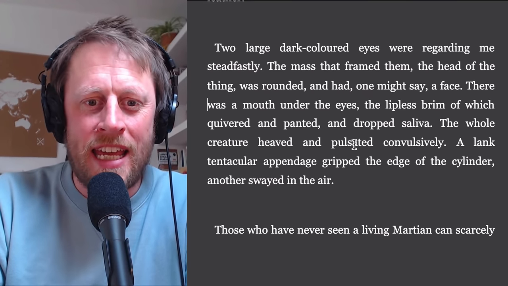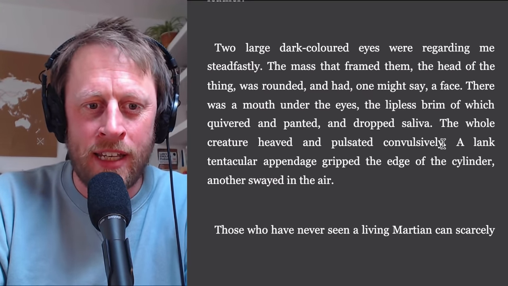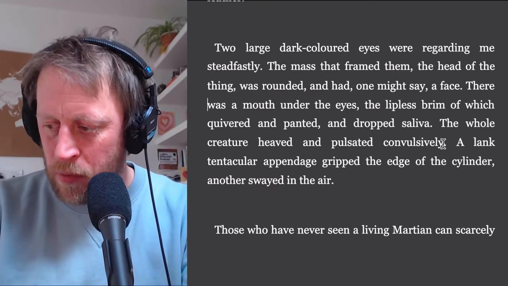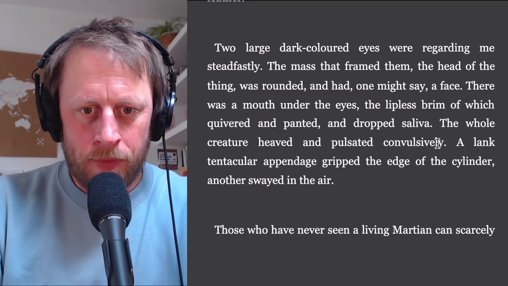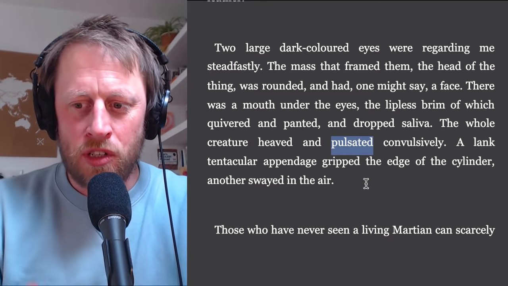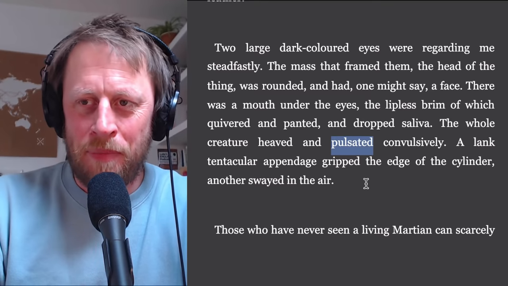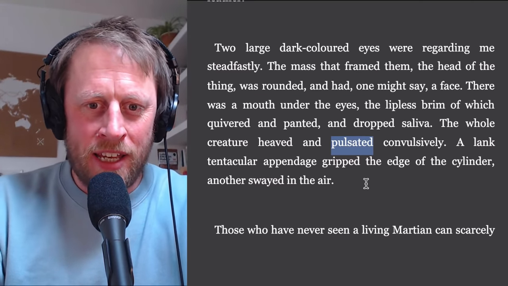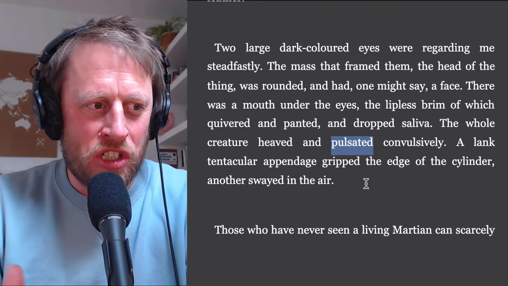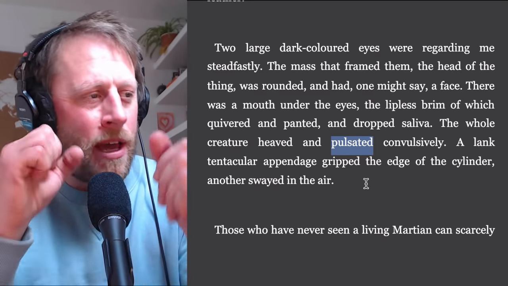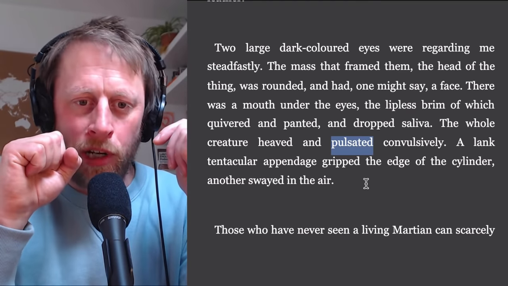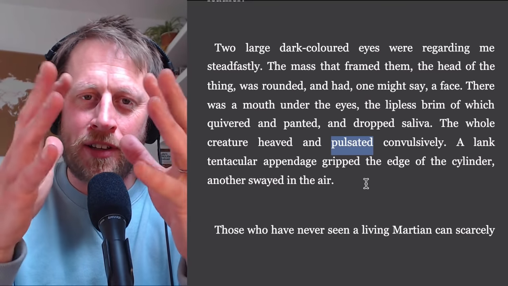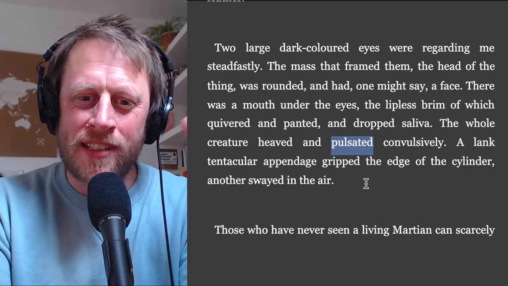The whole creature heaved and pulsated convulsively. It heaved, suggesting that it was maybe breathing with difficulty or moving heavily, and it pulsated, sort of throbbed, convulsively, without being able to stop itself. It's a bit like blowing up a balloon. As the balloon swells up and goes down, up and down, it's pulsating convulsively.